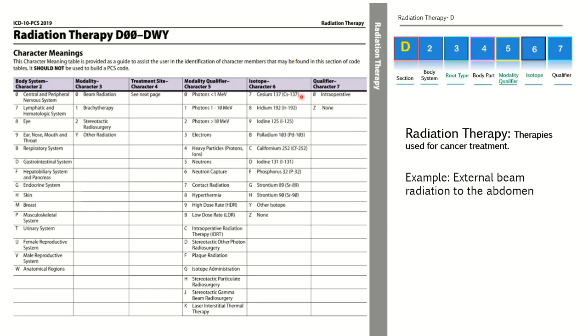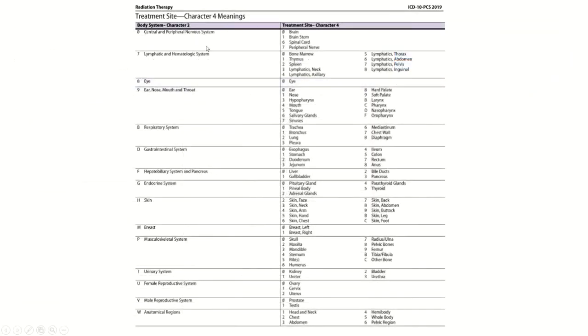And then you have your cesium, iridium, iodine, palladium, californium, iodine, phosphorus, strontium, other isotope, none. And your seventh character shall be intraoperative or none. Now let's take a look at these treatment sites. It looks like the treatment site is like the body part, and it corresponds to character 2, the body system.